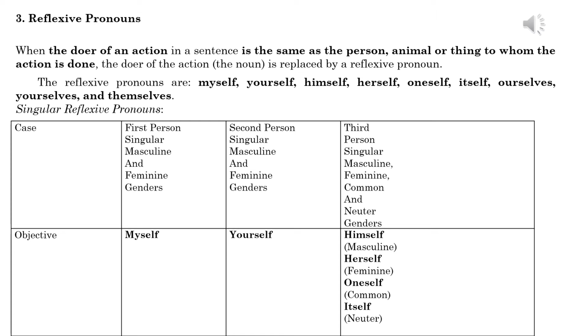Singular reflexive pronouns. Case, adjective. First person singular, masculine and feminine genders: myself. Second person singular, masculine and feminine genders: yourself. Third person singular, masculine, feminine, common and neuter genders: himself masculine, herself feminine, oneself common, itself neuter.